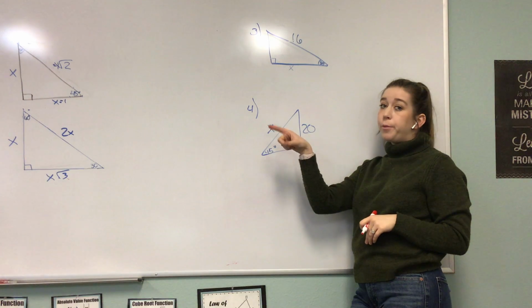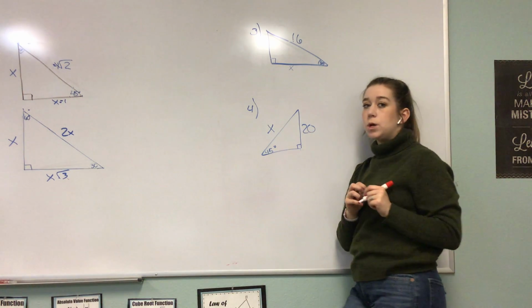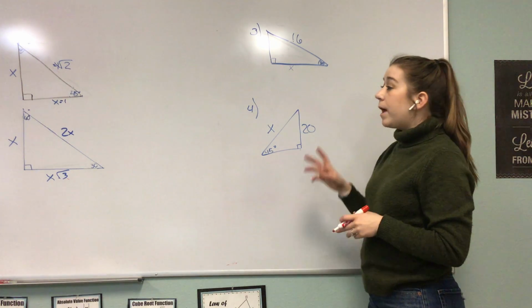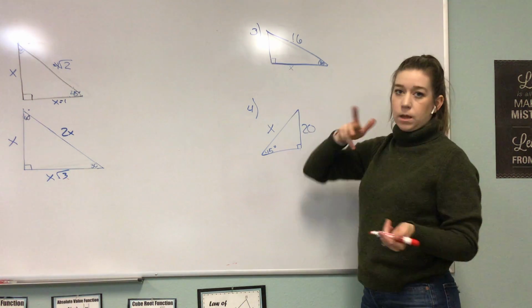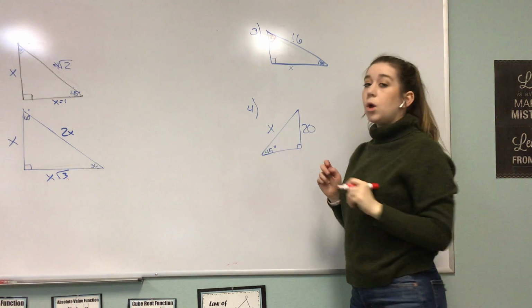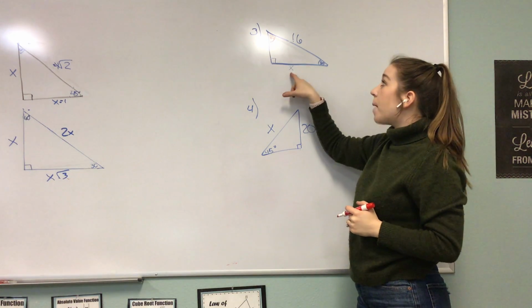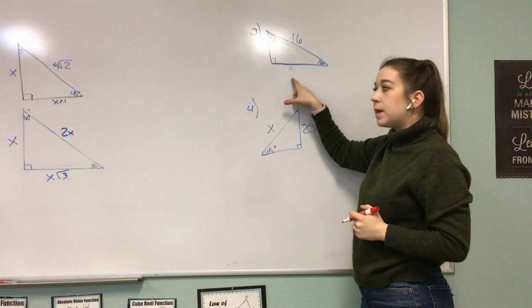They're too far off on my board to have it show both at the same time, so you guys are going to need to make sure you have those notes out that you just took. Now, this is a 30, 90, which means this is a 60 right here. We need to find out the value of x. X is opposite of my 60.